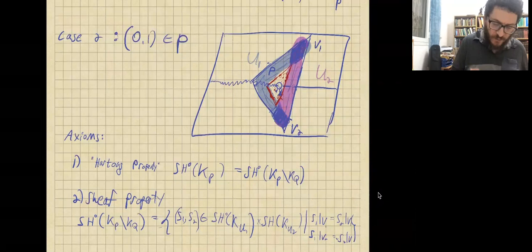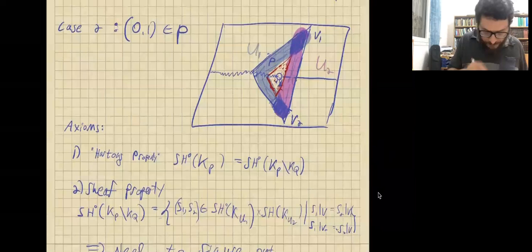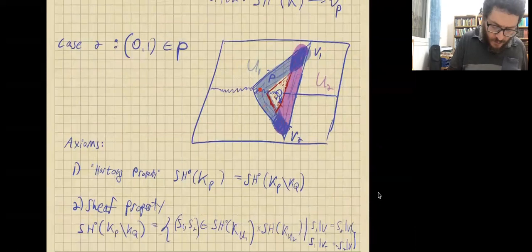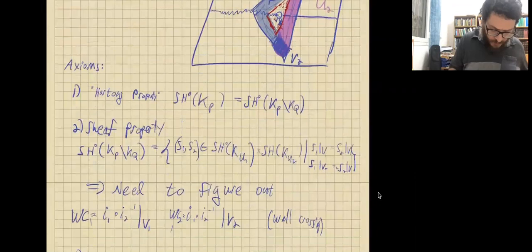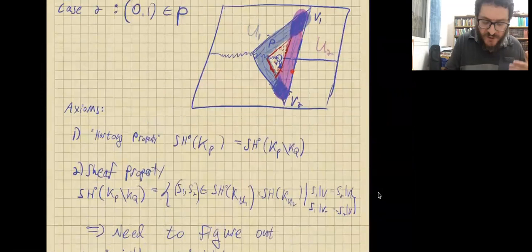By the way, you might object that this thing does not look like a convex polygon, but in fact it is, because the integral affine structure here is broken. So basically this reduces the computation of the symplectic homology of this entire set to computing transition maps. We have two different embeddings, two different identifications of the symplectic cohomology of these overlapping sets.